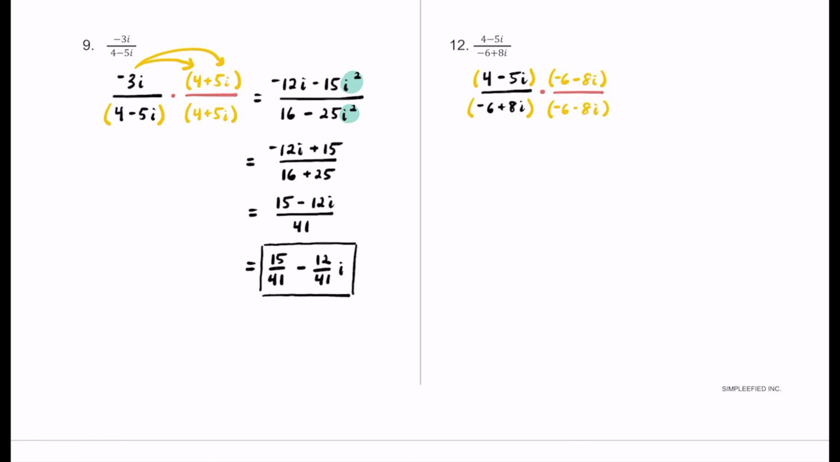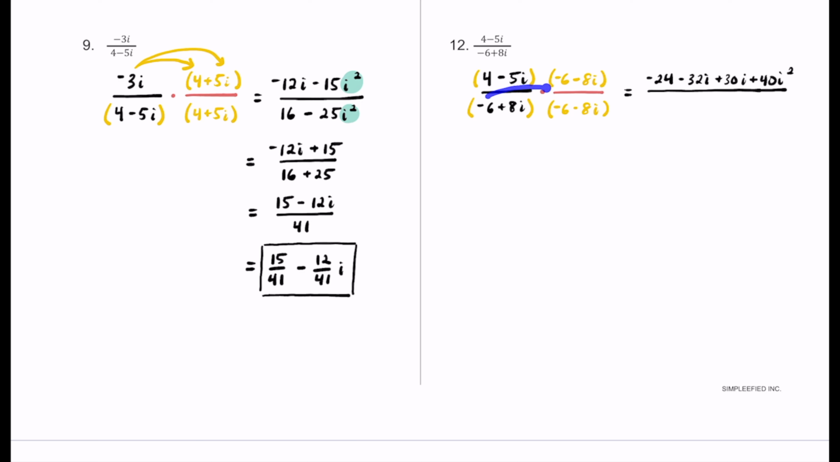On top here, if we go ahead and FOIL it out or just distribute, however you want to think about it, we're going to start with 4 times negative 6, which is negative 24. Then we're going to have 4 times negative 8i, which is negative 32i. Next, we'll have negative 5i times negative 6, which is positive 30i. Finally, we have negative 5i times negative 8i, which is going to be positive 40i squared.